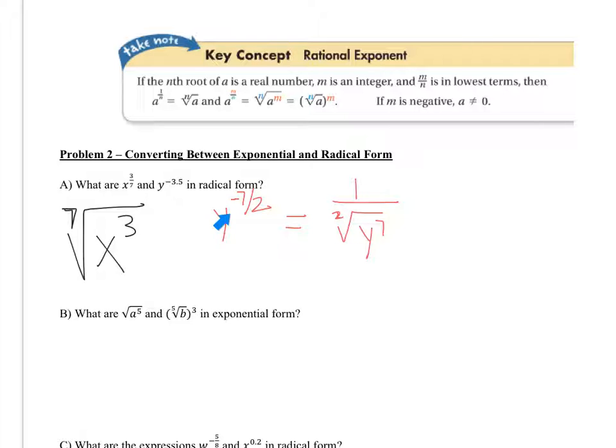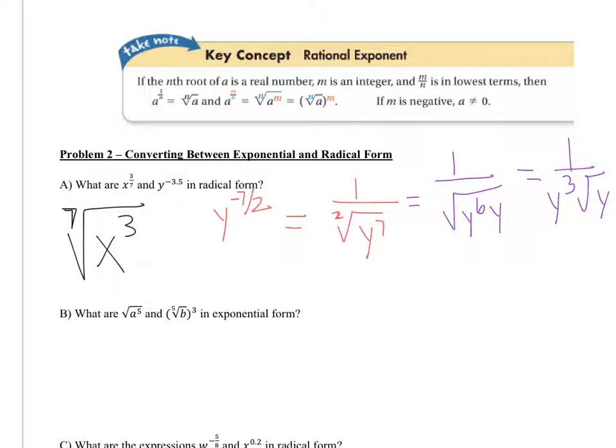And the 7 is my exponent. I need to simplify this now. So when I'm simplifying this, I first can see that I can take out 3 groups, because I could rewrite this as 1 over the square root of y to the 6 times y, which is 1 over y cubed times the square root of y.